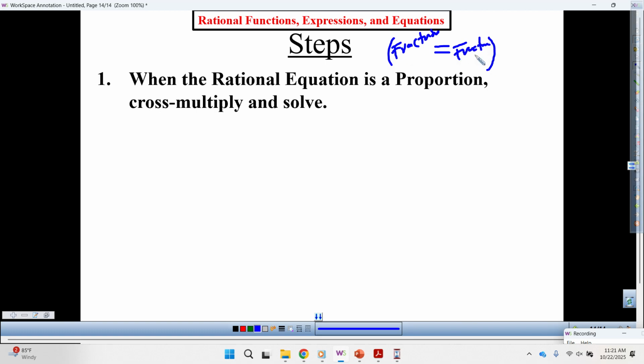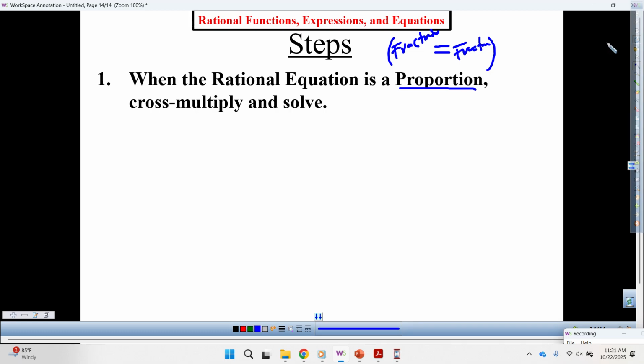Whenever you have a fraction equal to another fraction, that's called a what? A proportion. Whenever you have a fraction equal to another fraction, it's a proportion. All right, tell your neighbor what a proportion is, please. Yeah, fraction equals fraction.